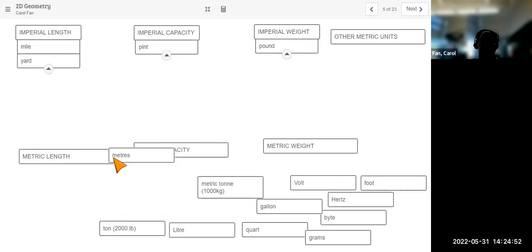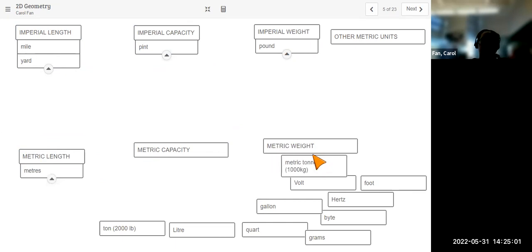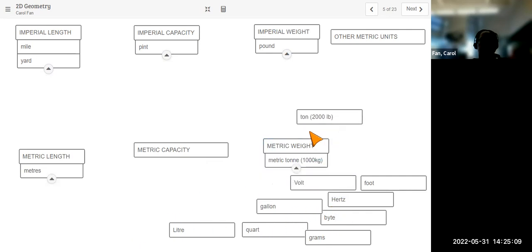Meters is metric. Metric ton, this is weight. So this is the funny thing because there's actually 2 tons. One that is spelled with a double N and an E, one without that. One is 1,000 kilograms and the other one is 2,000 pounds. So a bit of a pain, but those are our 2.